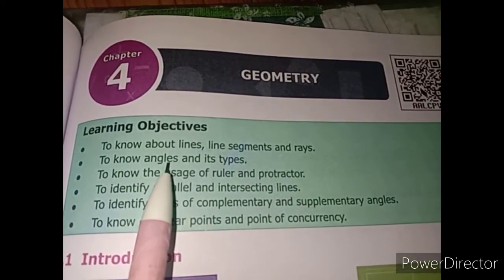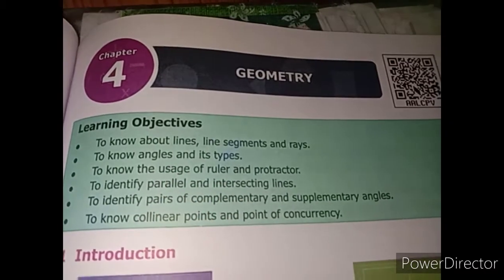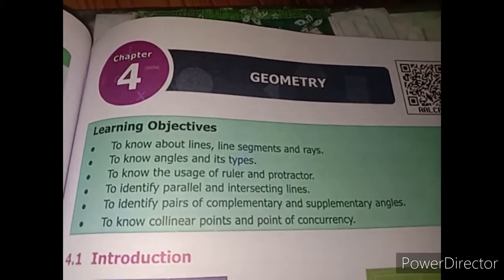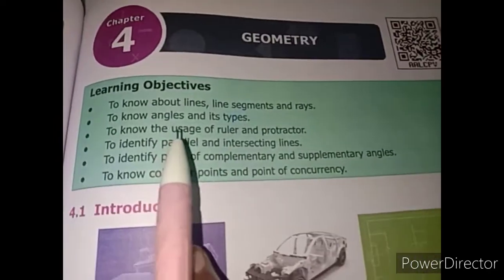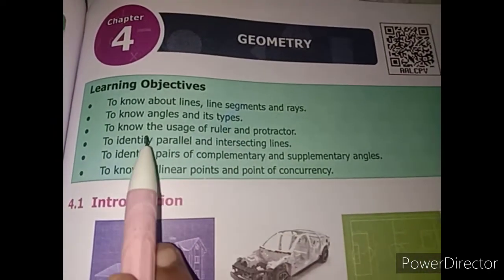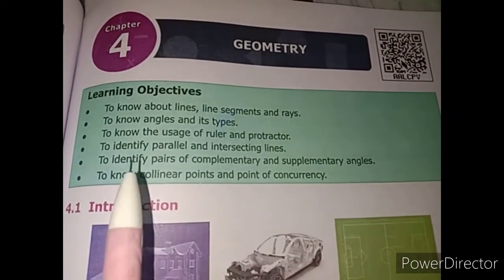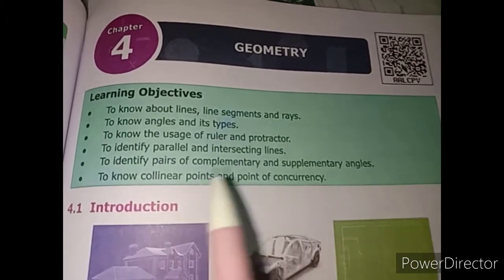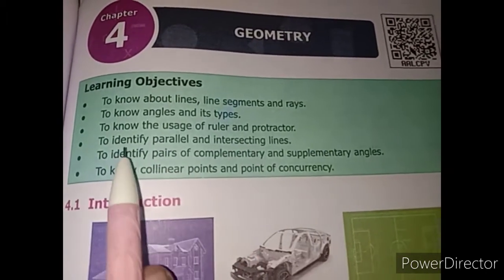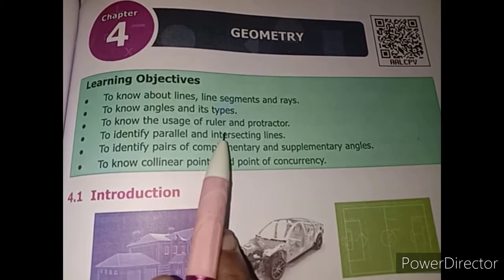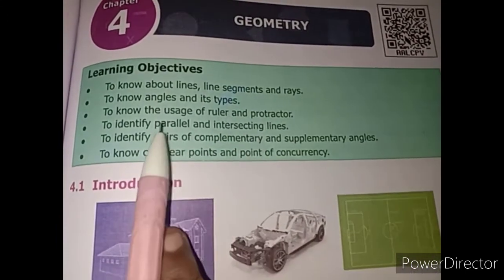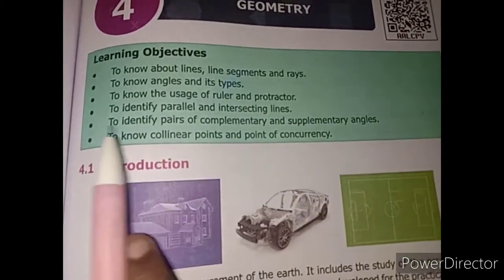You would have known about acute angle, obtuse angle, right angle, all these things. We are going to see the same here also, how to find whether it is an obtuse, acute or right angle. Next is to know the usage of ruler and protractor. You would have seen this in the geometry box, right?